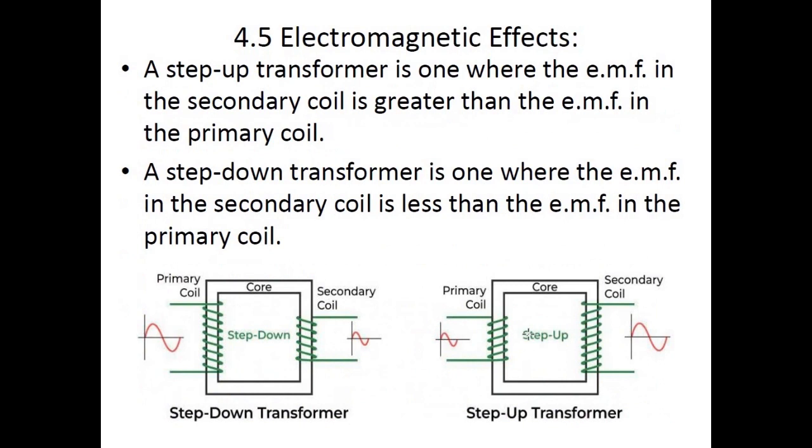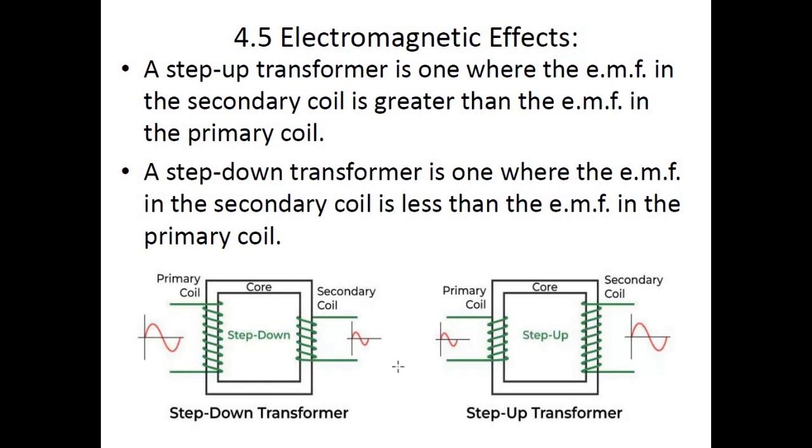There are two types of transformer: a step up and a step down transformer. A step up transformer has a low EMF or low input voltage but a higher output voltage. A step down transformer has a high input voltage and a low output voltage.